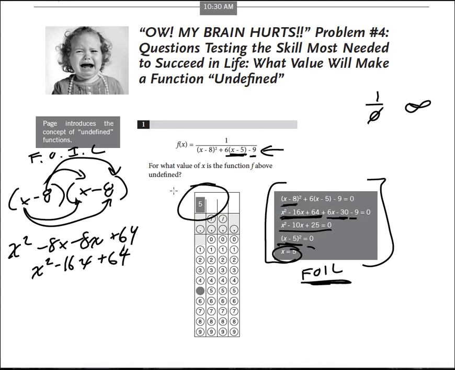But to me, the real heavy lifting in this problem is not actually working all of this out. Once you realize that what makes it undefined is setting the denominator equal to 0, then it just becomes a matter of not making a careless error, honestly. So all you're really teaching students here is the concept of what makes it undefined, okay?